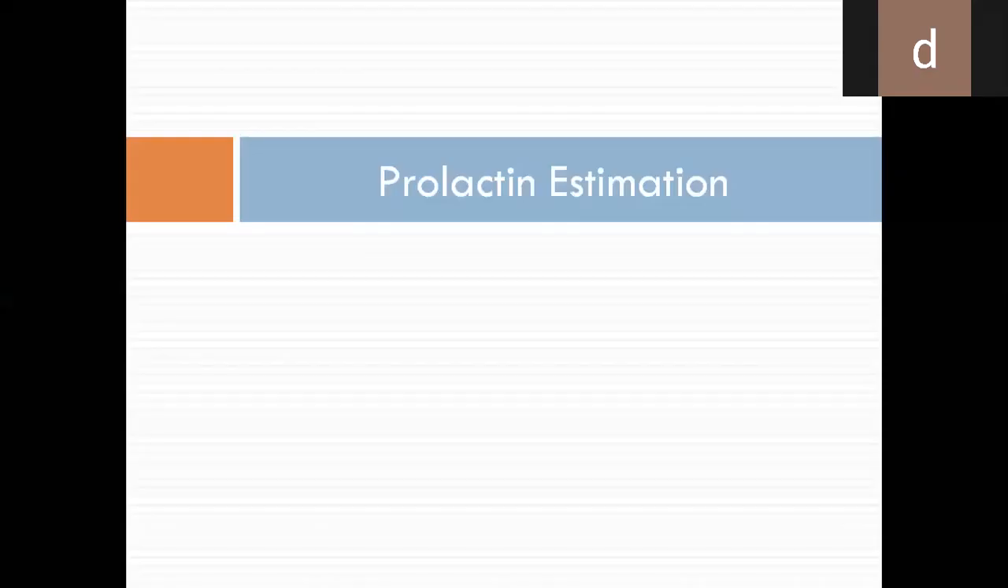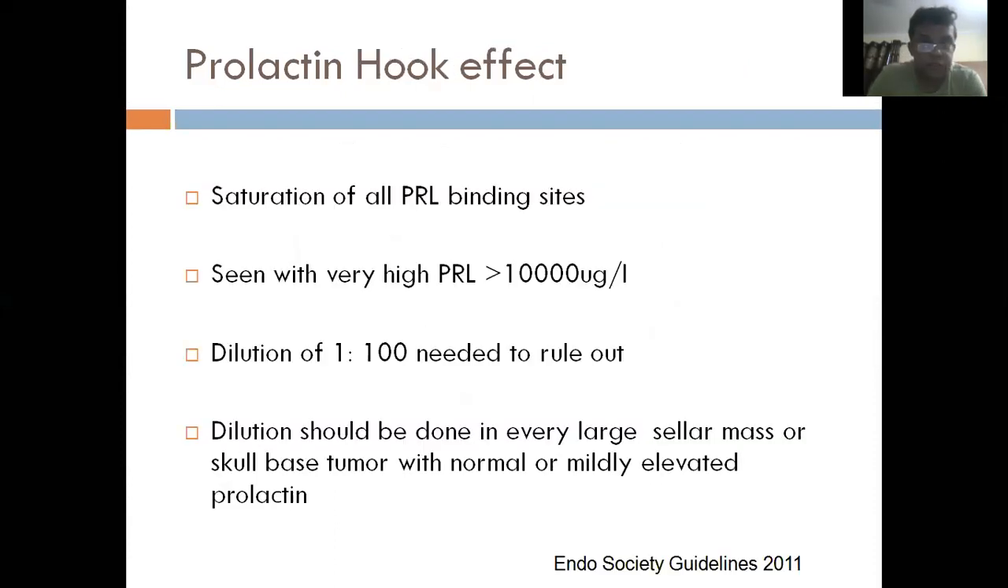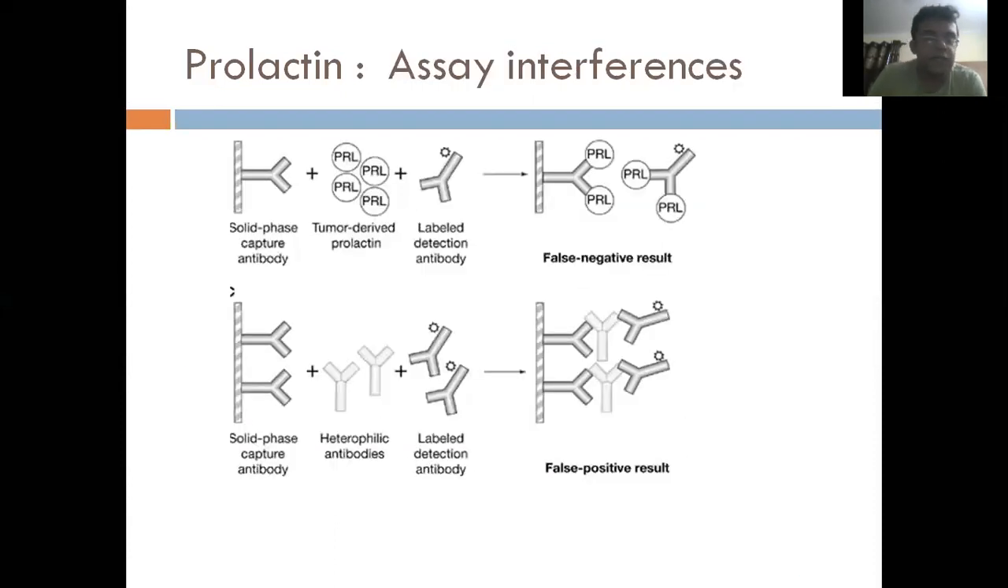So prolactin estimation we had already discussed. One thing which I want to highlight here, which is interesting, is assay interferences in the prolactin assay. So there is something called a high dose hook effect, which is shown in the first panel.